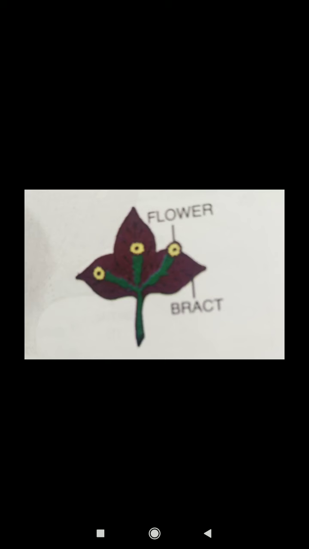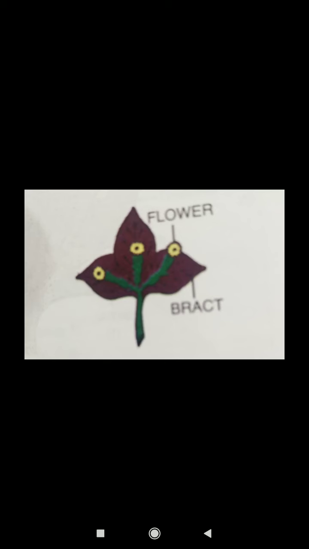Next, coming back to our topic, bract. If we are to define bract, when a flower arises in the axil of a leaf-like structure, then this structure is known as bract. Bracts may be green like ordinary leaves, or at times they are colored, like the large and colorful bracts of bougainvillea. Here the bougainvillea flower is shown.